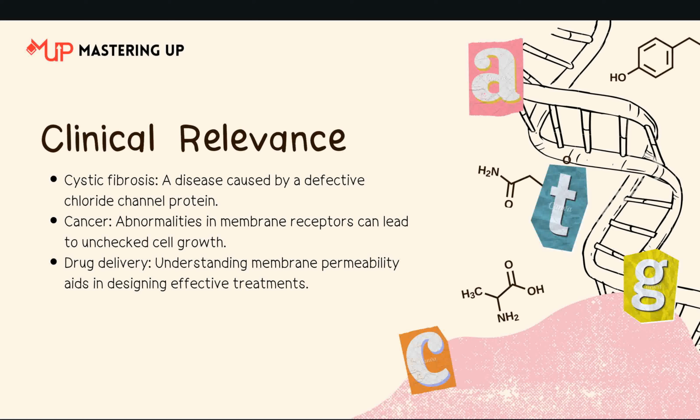Similarly, in cancer, changes in membrane receptors can lead to unchecked cell growth and proliferation. Abnormalities in the signaling pathways initiated by membrane proteins are often implicated in the development of cancer. In drug delivery, the membrane's selective permeability is an important consideration. Researchers design drugs that can efficiently cross the plasma membrane to reach their targets inside cells, which is a significant focus of pharmacology and therapeutic development.